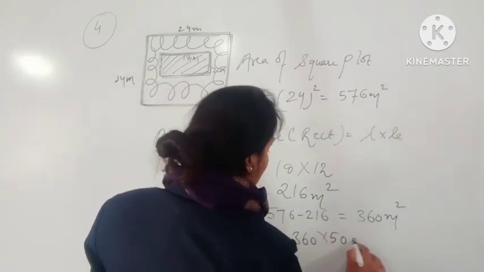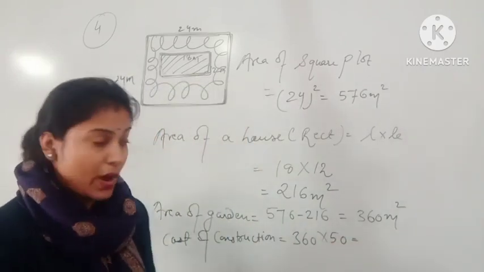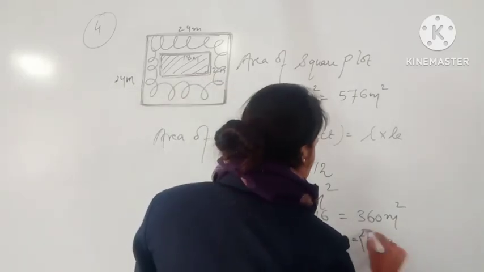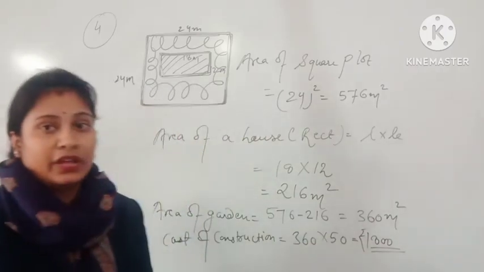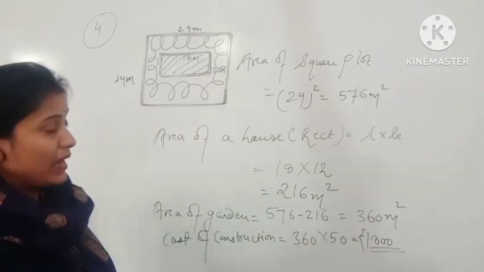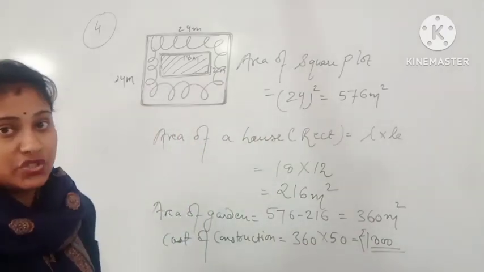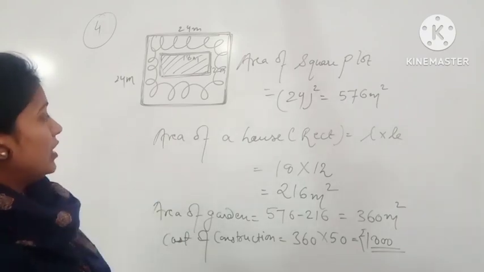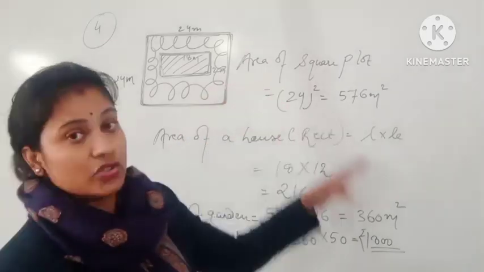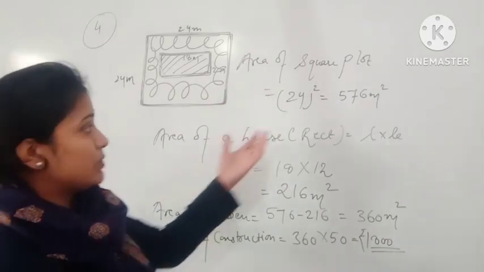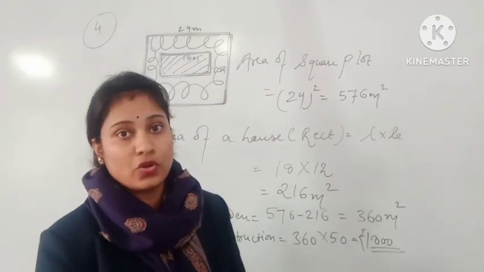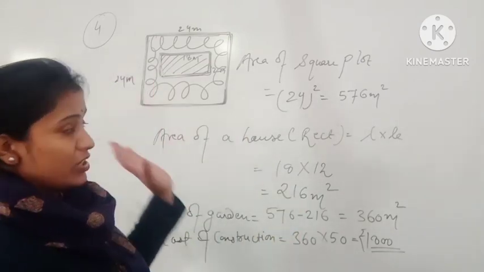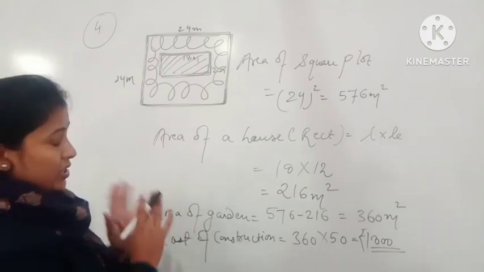I hope all the numericals which we have discussed today are clear to you all. Let us have a quick revision of this particular one. Here we have the area of the square plot, which comes out to be 576 meters square. Inside this square plot, Rajesh decides to construct a house, in the form of a rectangle. So we have calculated the area of the house as 216 meters square. Now around the house he wants to develop this garden. So what will be the area of the garden?